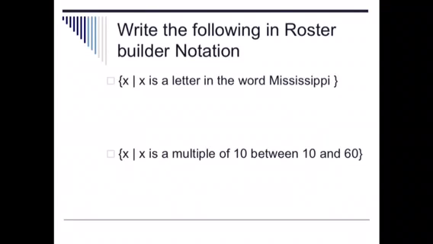All right, your turn now. I want you to try and write the roster notation for the two sets. We have X such that X is a letter in the word Mississippi, or X such that X is a multiple of 10 between 10 and 60. So go ahead and hit pause now and try that.